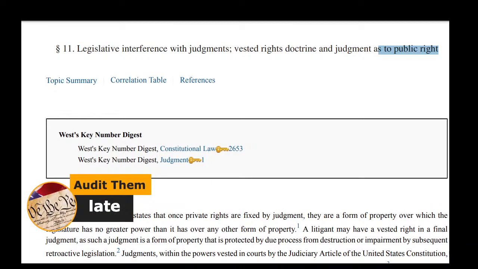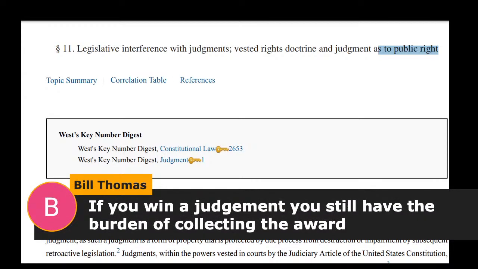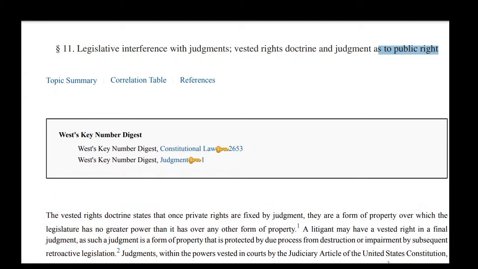Better late than never. Audit them, but welcome. If you win a judgment, you still have the burden of collecting the award, not necessarily, as you shall soon see. Let's continue.